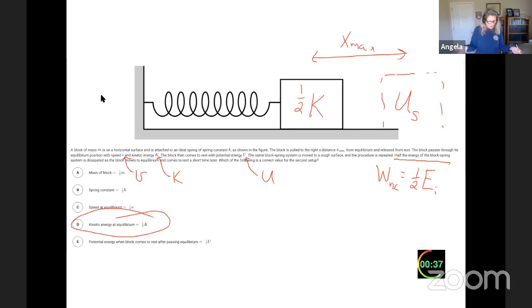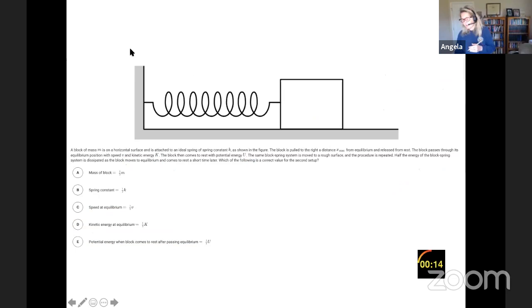It's the same block. And then the potential energy when the block comes to rest after passing equilibrium is going to be less than half because it started off at the amplitude over here. It's going to zoom through equilibrium and lose half its energy. It's going to lose even more energy after it passes equilibrium, because friction is going to transfer energy out of the system. It's going to continue to do that after it passes equilibrium.